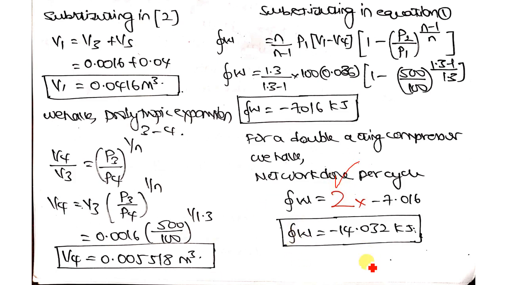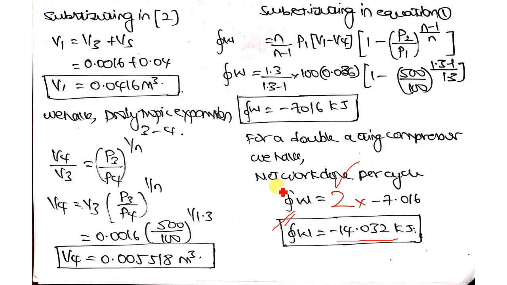Getting it? So, this particular thing is very, very important. If in the question it is mentioned as double acting, then you have to multiply the obtained value of work done by 2, and your final answer would be 2 times whatever you have obtained.